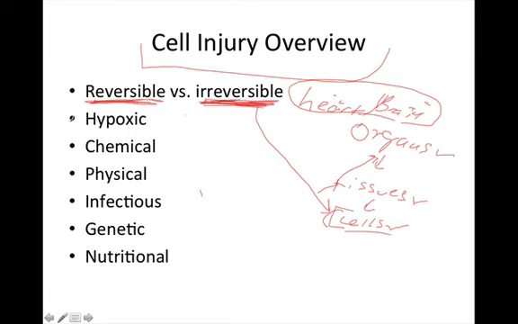All right, so then here are various agents that can damage cells and tissues and organs. The two main ones we're going to focus on in this presentation are hypoxic and chemical. Before I move on, I just want to spend a little time talking about these last four. I'm not going into depth with these right now. We'll hit on these as we go.